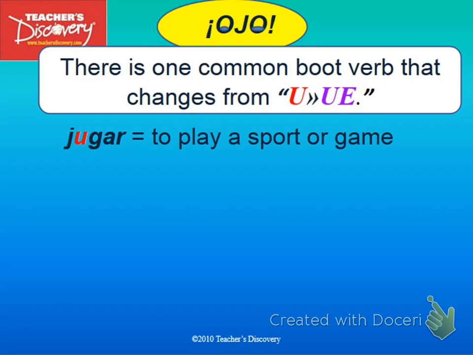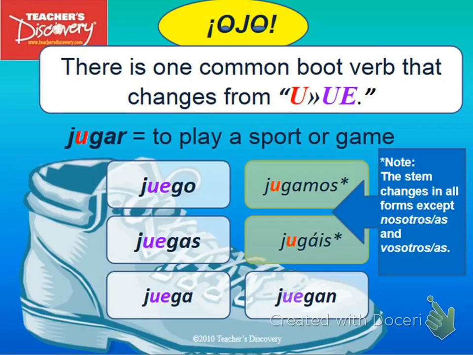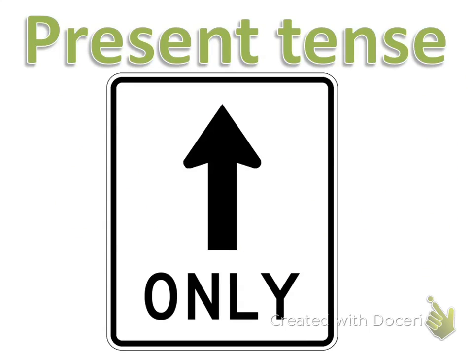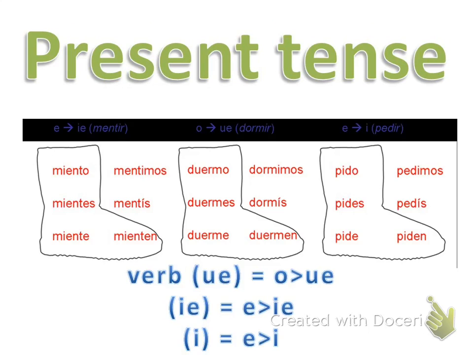Jugar doesn't really fit in any of those nice little 3 categories, O to UE, E to IE, and E to I. But we learned in Spanish 1 that jugar was a U to UE verb. So inside the boot, you changed the U from the original form of the verb to UE inside the boot shape. And so we're just going to go ahead and lump jugar with the rest of these verbs that are O to UE. So we're just going to kind of keep it part of that category. Again, this only applies in the present tense.